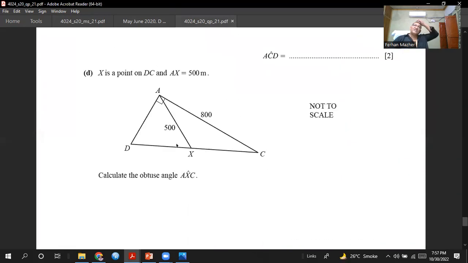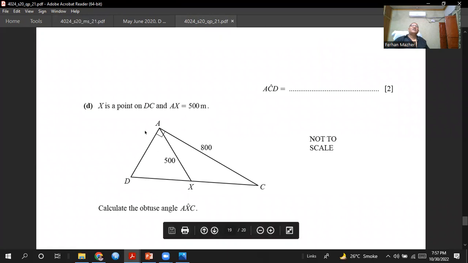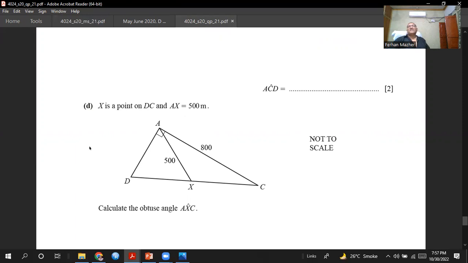And we want to find out this angle. X is a point on the DC. I know this angle, we just calculated that ACD. I know this is 800, this is 500, I know this 403.3. And they say X is a point on the DC and the AX is 500. Calculate the obtuse angle AXC. So they want me to find out this angle, and this is obtuse.